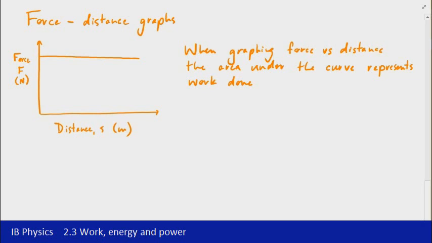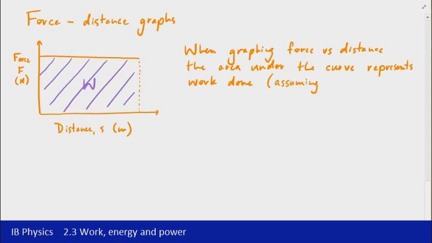So let's say we're looking at by the time the object gets to this distance here, it means that the total area under here is a representation of the work, or a graphical representation of the work done in moving that object or applying that force to move it through that distance. Just a brief note here as well, that would be assuming the force acts in the direction of motion.